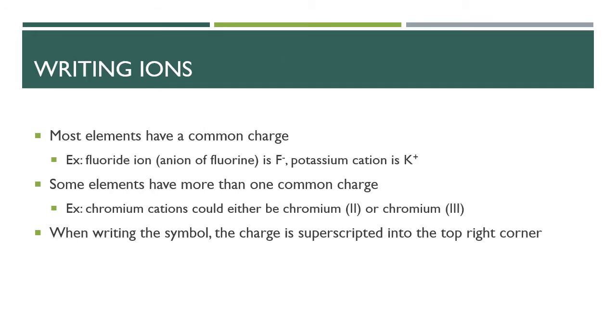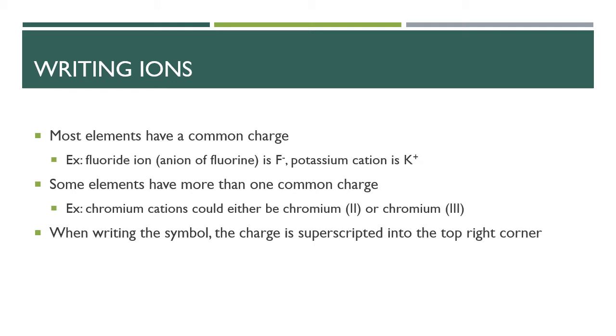So, how do we write ions? Most elements have a common charge, specifically those of the main groups, groups 1 and 2 and 13 through 18. So for example, fluoride's ion, the anion for fluorine, is always F with a -1 charge. This is the common ion for fluorine. Whereas potassium's cation is usually, almost always, potassium +1.